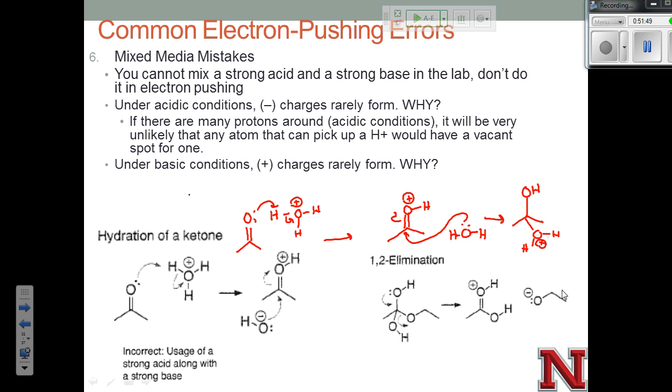In the same way, if we're doing something under basic conditions, we won't form a strong acid. Now technically, if we're forming a strong base in the reaction, we'll consider that basic conditions. So if this leaves, it's forming a strong base, and it's really unlikely you form these two things. That would be too high in energy. So mixed media: if we're using basic catalysis, we're only forming negative charge. If we're using acidic catalysis, we're only using positive charge. Any full negative charge that would form would just react with our acid.